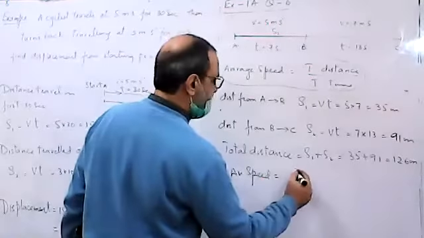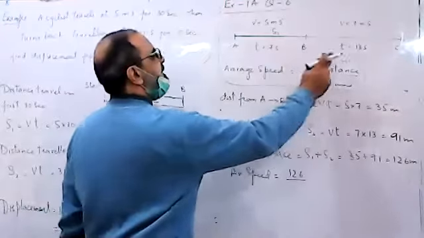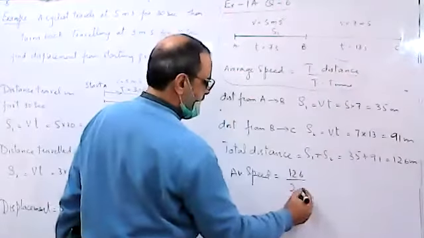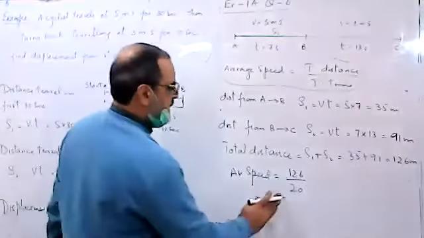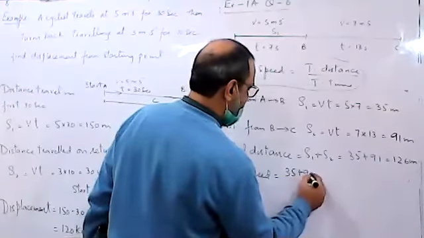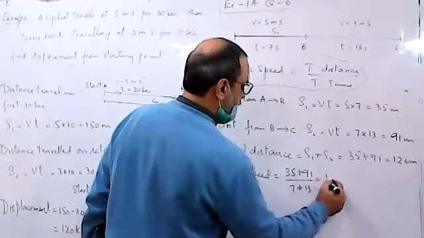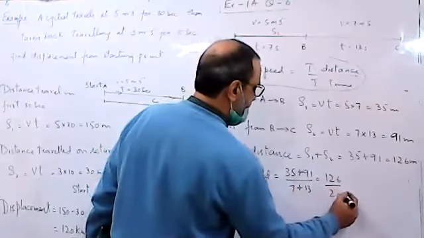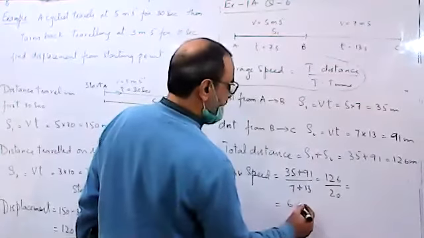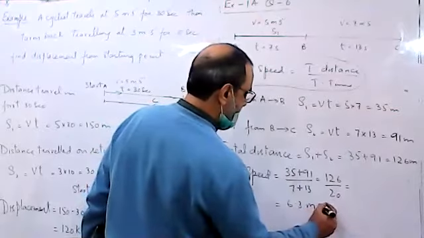Total distance, that is 126. Total time will be 7 plus 13, that is 20 seconds. So I have taken total distance as 35 plus 91 over 7 plus 13. 126 by 20, that is 6.3 meter per second.